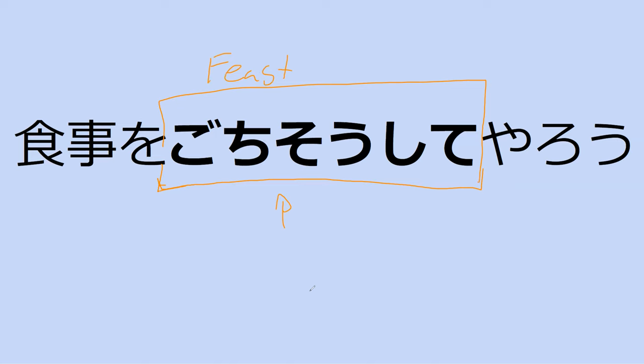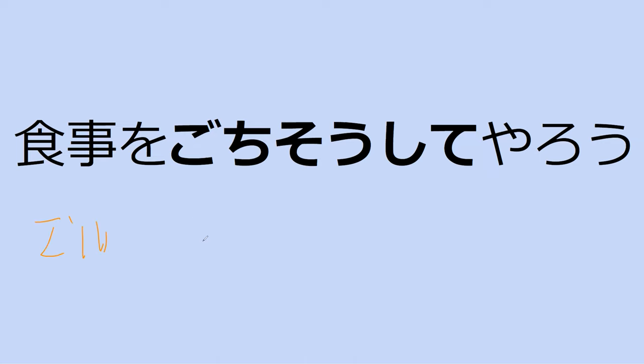So over here it says, can you read this word for me first? Shokuji wo gochisou shite yarou. It's literally him saying, I shall give you a feast, is what he's saying. I shall allow you to feast on a meal. I'll take you out. To a buffet. And the yarou is basically saying, you are below me.